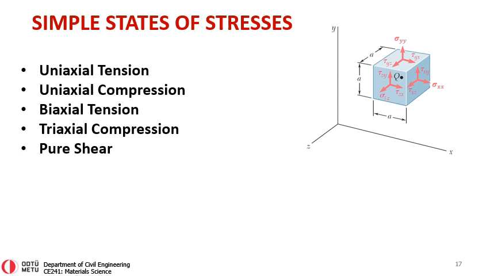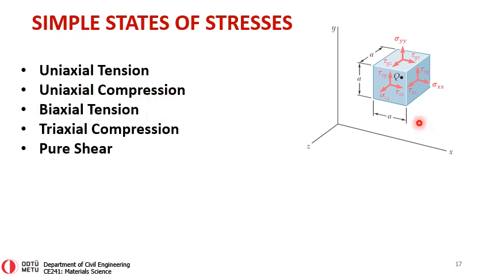Let's talk about some simple states of stress. We can have uniaxial tension, uniaxial compression, biaxial tension, triaxial compression, or pure shear, meaning that on a body we may not have all the stress components at the same time. Like in uniaxial tension, we can have only one of these stress components. In uniaxial compression, we can have just one along one axis, but this time it's compression.